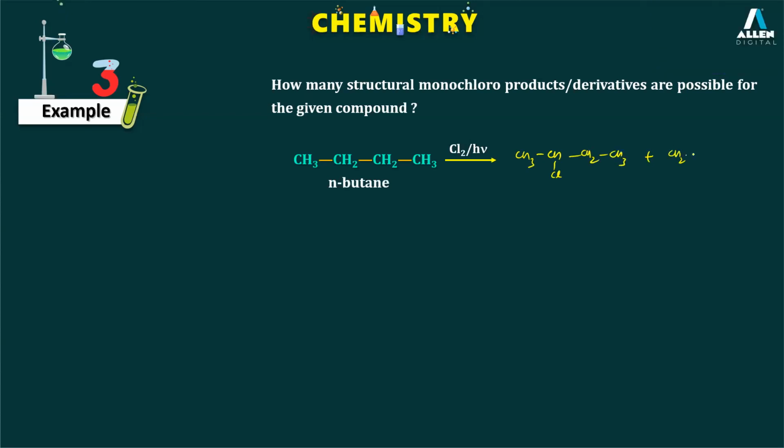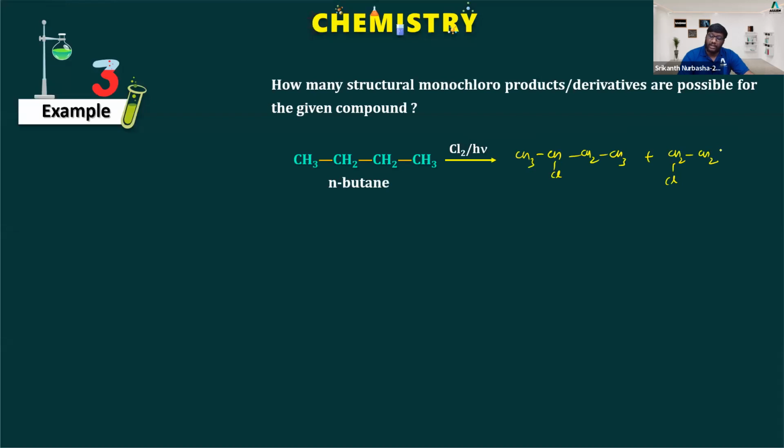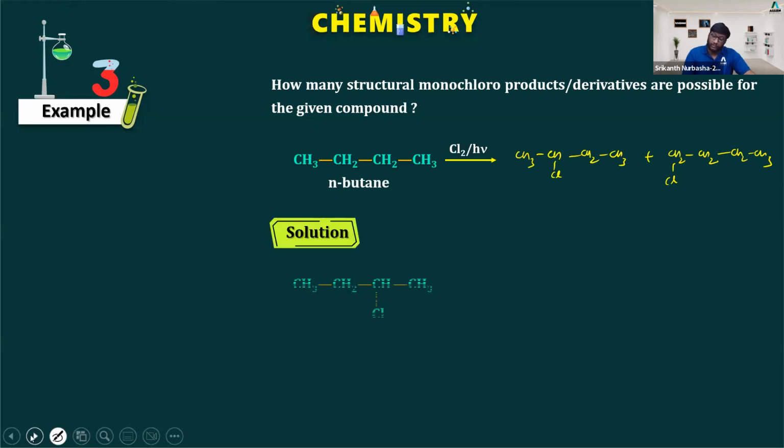How many structural monochloro products or derivatives are possible for this compound, n-butane? 2. Yes or no? So again 1-chlorobutane and 2-chlorobutane: CH3, CHCl, CH2, CH3 and Cl, CH2, CH2, CH3. 2.